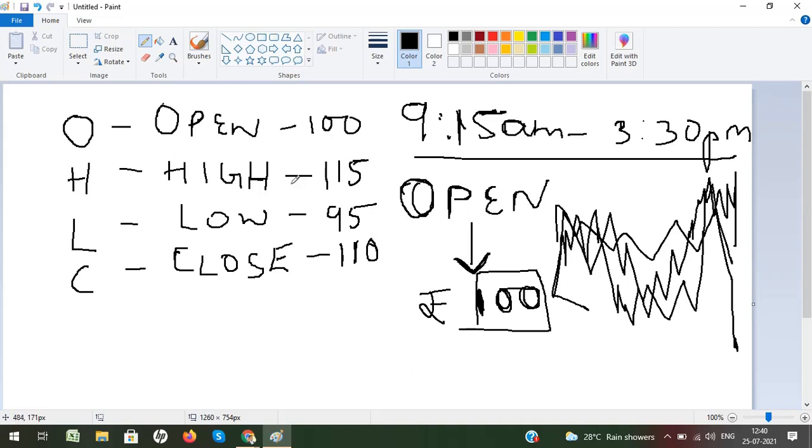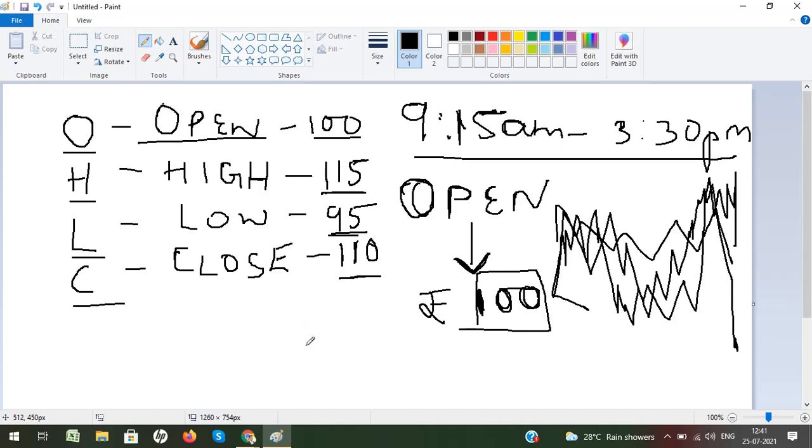So it could open at 100, go to a high of 115, go to a low of 95, and close at 110. So what was the open price? It was 100 rupees. The highest point it reached during the day was 115, and the lowest point it reached during the day was 95. And at what price did it close? It closed at 110. So with these 4 price points, I can construct a Japanese candlestick.